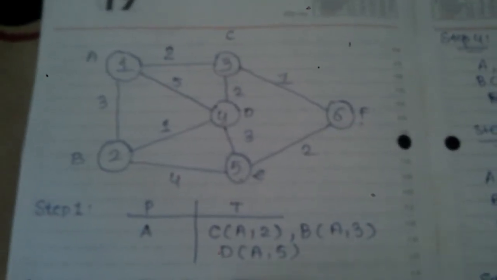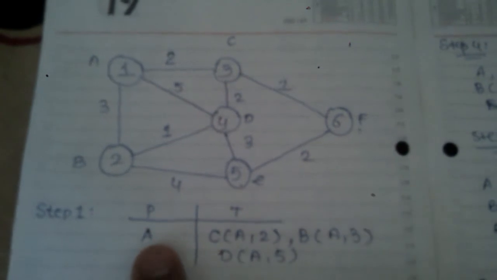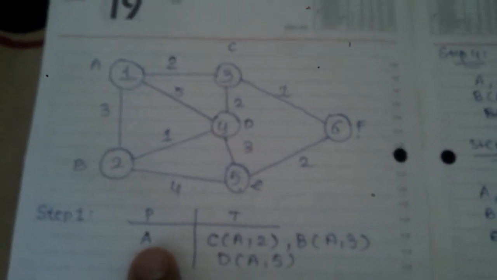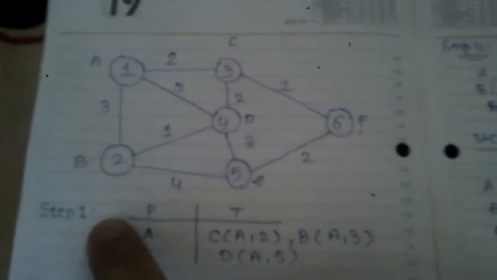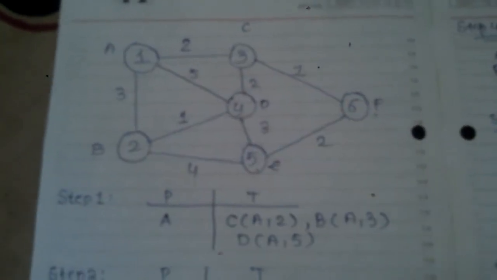Step 1 is calculating the shortest path through node A. So first we will select the source. The source is selected as A, and then its neighbors are D, C and B. So the path from A is written as C is A, 2, and B is A, 3, and D is A, 5, as we have written here.